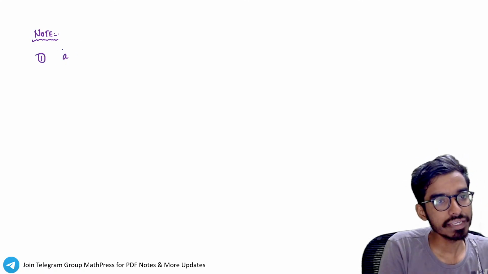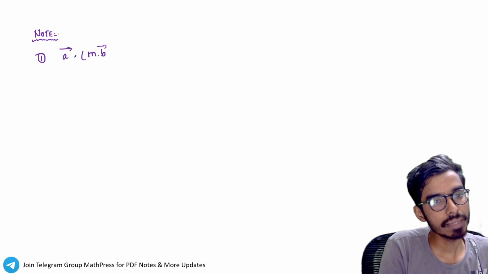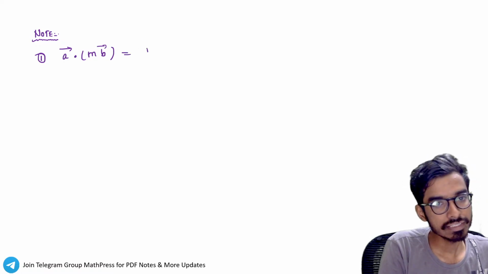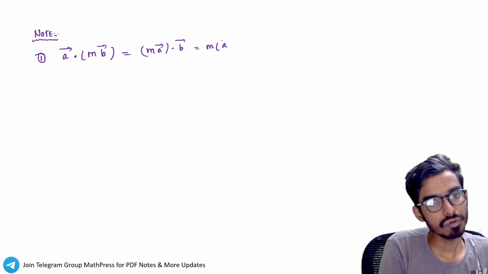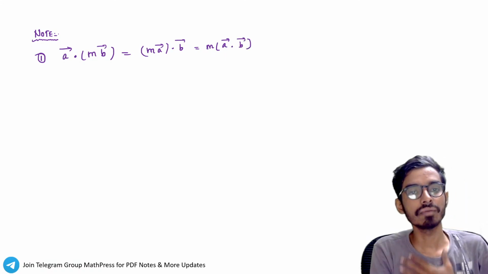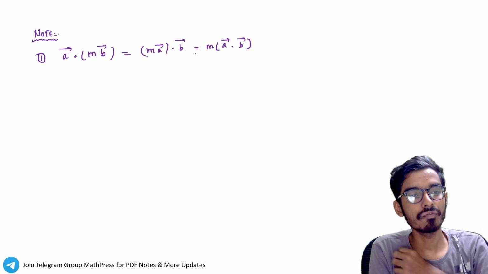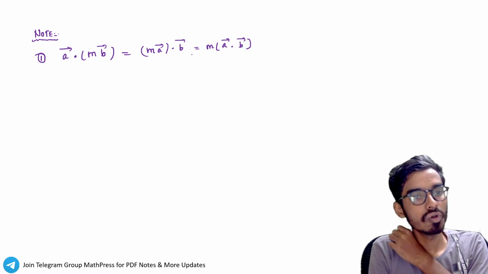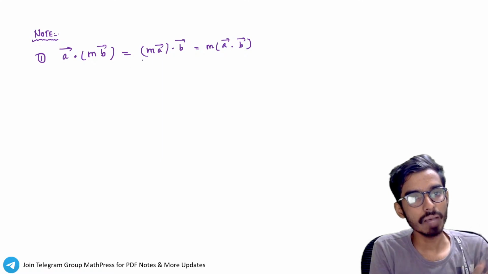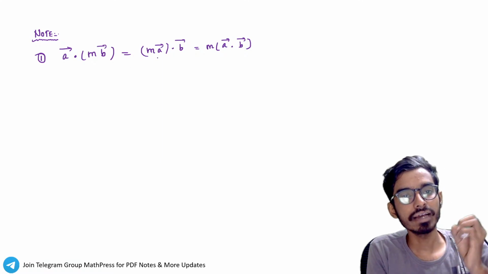The first property is a vector dot m b vector, where m is a scalar here. So a vector dot m b vector is the same as m a vector dot b vector, and this is the same as m into a dot b vector, right? I'm going to write five properties. All these five properties are very important in order to prove vector identities. We haven't started vector identities yet.